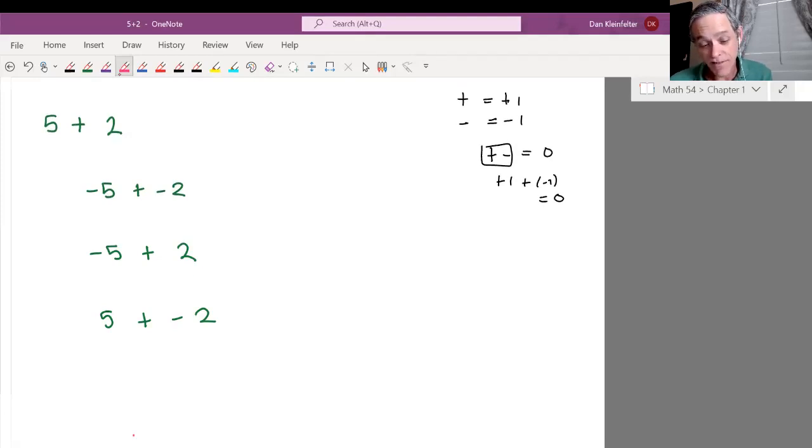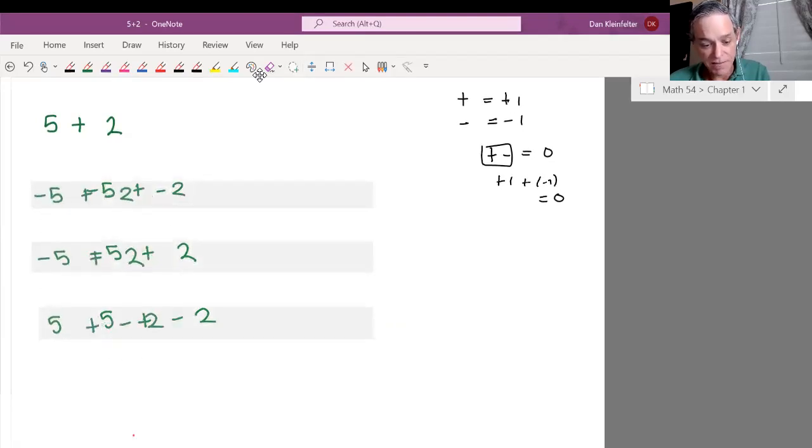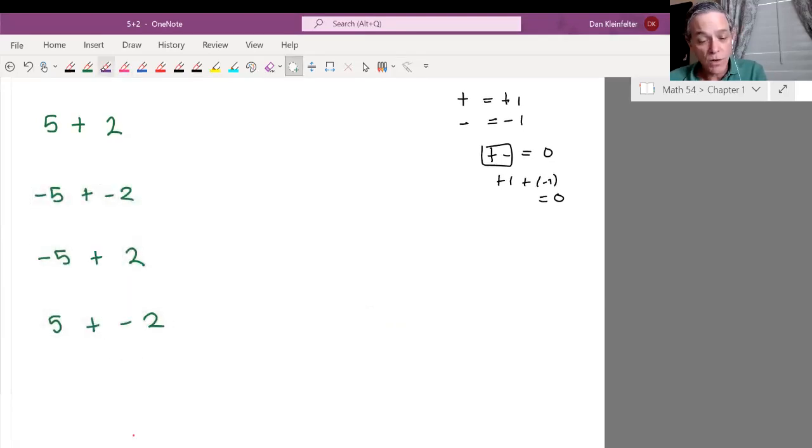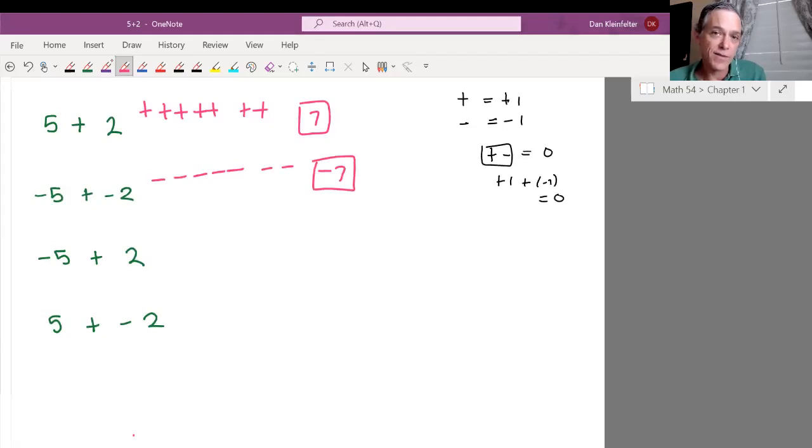And I'm using basically 5 and 2s for all of this, and then just varying the pattern of minus signs. Okay, so 5 plus 2, this would be positive 5. We're going to add to it another positive 2. How many plus signs do you see? You should see 7 plus signs, so that's positive 7. Okay, easy enough. Negative 5 plus negative 2. There's 5 negatives and 2 more negatives. That makes a total of 7 negatives.